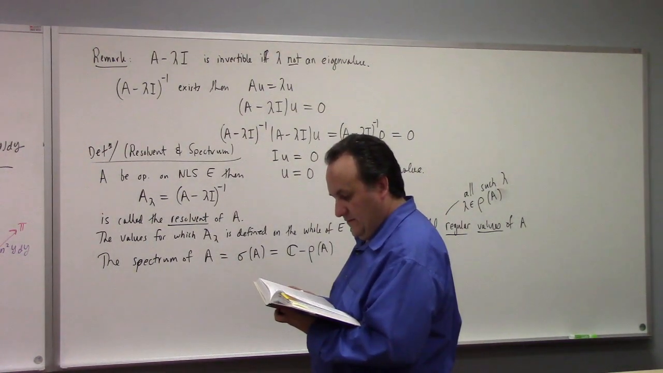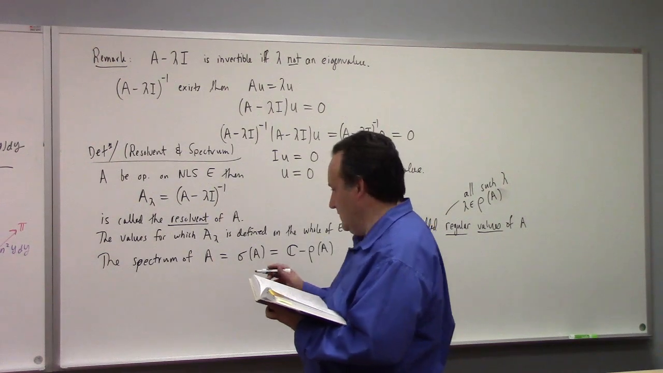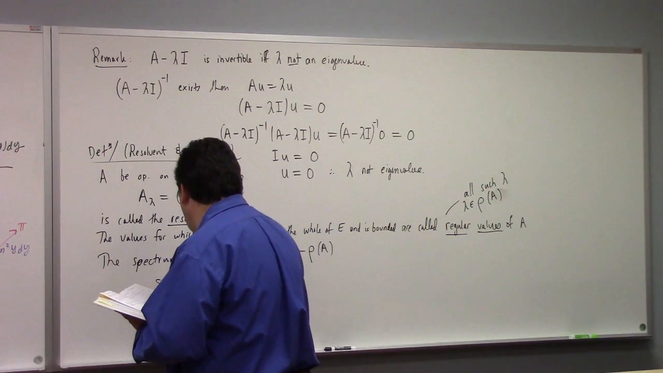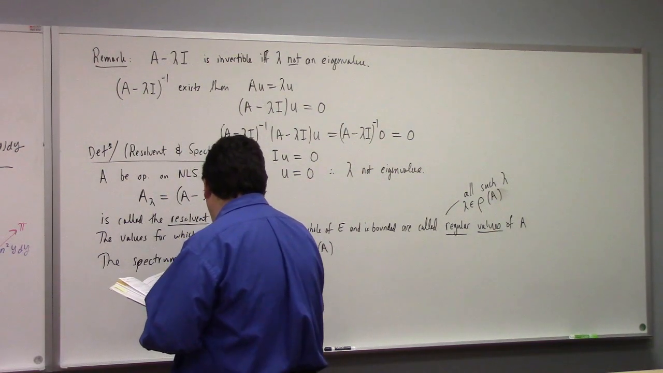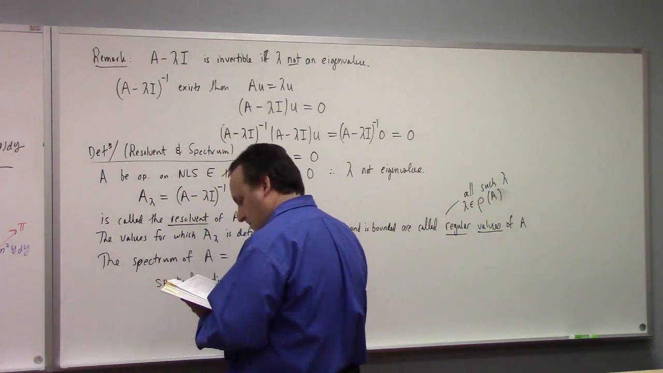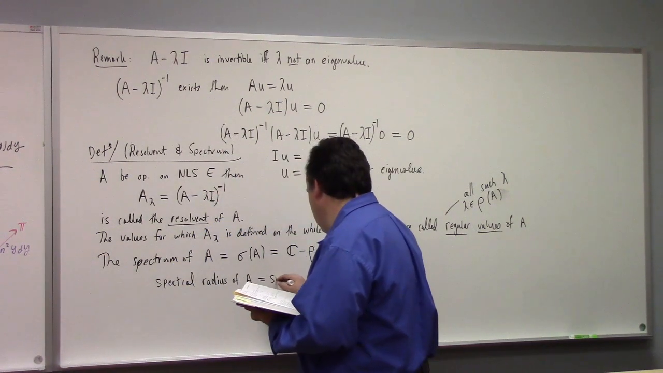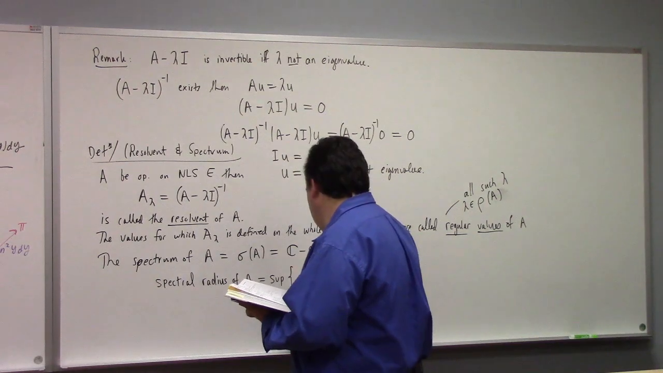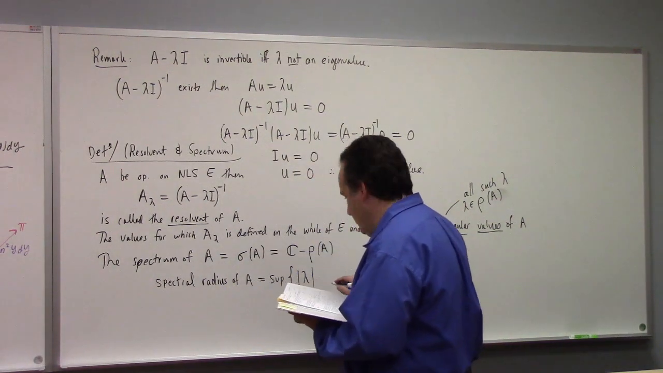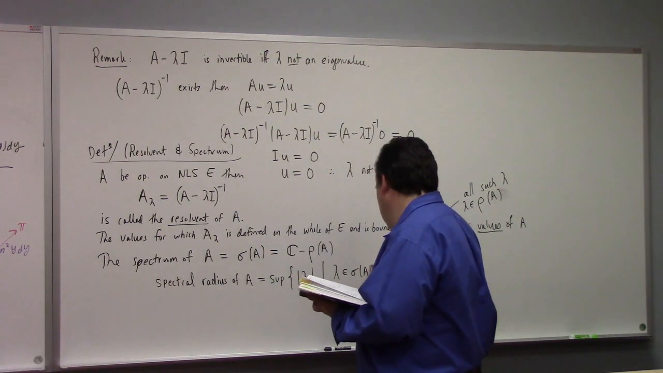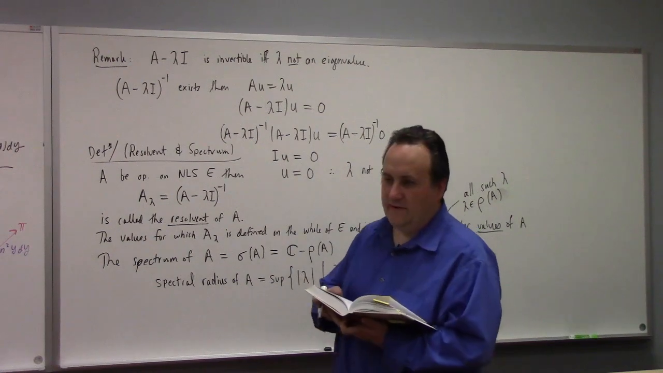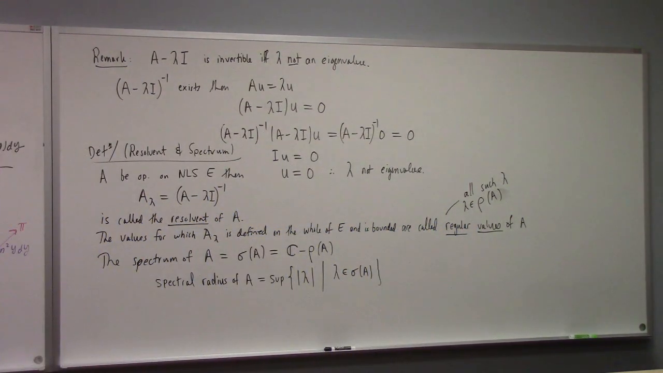The spectral radius of A is equal to the supremum of the modulus of lambda such that lambda is in the spectrum of A. In other words, the spectral radius is essentially the least upper bound of the moduli of eigenvalues for A.